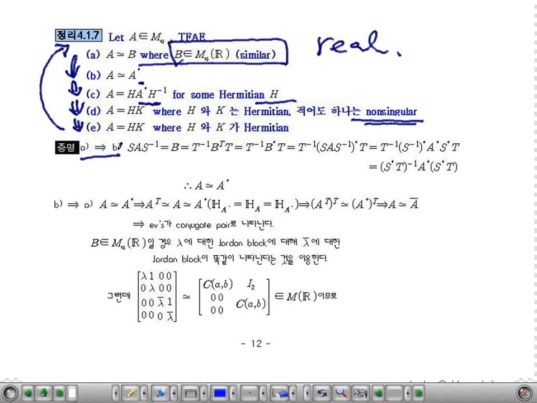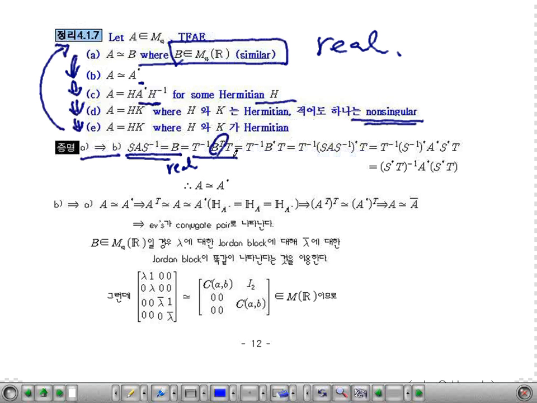A implies B. A is similar to B, so there is a non-singular matrix S that makes A equal to S inverse B S. But B is a real matrix, so B is always similar to B transpose. So there exists a non-singular matrix T that makes B equal to T inverse B transpose T. Non-singular matrices S and T.